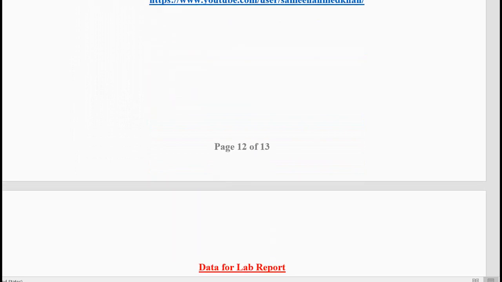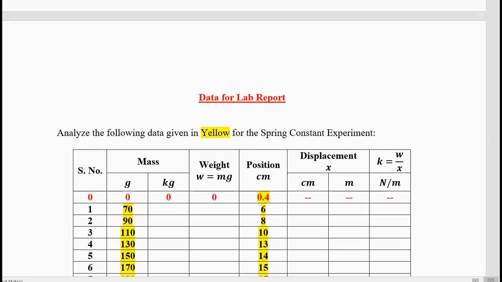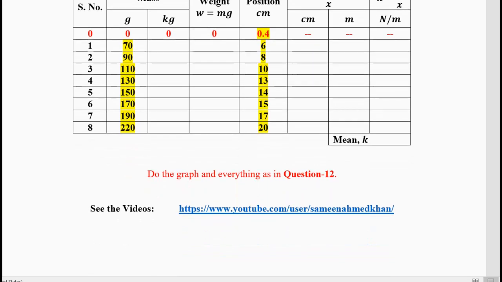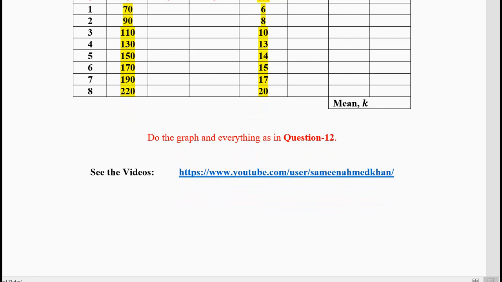We'll discuss these things again, and this is the data for the lab report. What's the data in the lab report? It is given in yellow color. Look at problems 12, 13 and 14 three times, four times, before you fill this table. Everything is there, only the calculations have to be done. And it is 0.4 here. We have done examples with 0.3 and 0.4, so do not mix up. So this is your lab data with 8 points, and 0, 0 is your 9th point which you put from your hand. Do the graph and everything as in question 12, and questions 13 and 14 are also similar to question 12 itself. So this is all for this lab.